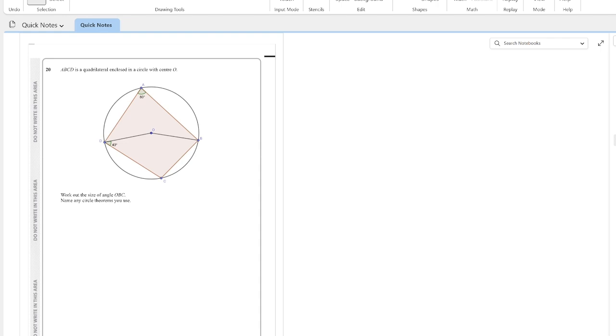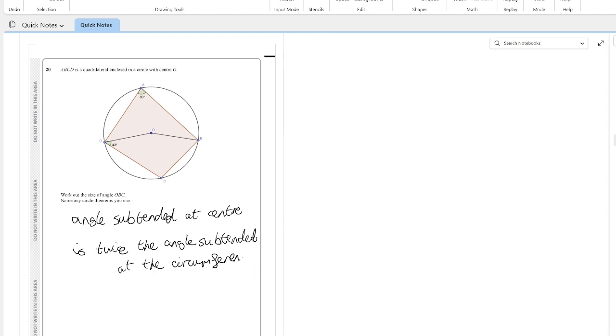Immediately, we see this very distinctive looking shape. It kind of looks like an arrow. So this should immediately evoke the circle theorem that the angle subtended at the center is double the angle subtended at the circumference. And so what does this mean? This means that angle DOB is 2 times angle DAB. And so this is 160 degrees.